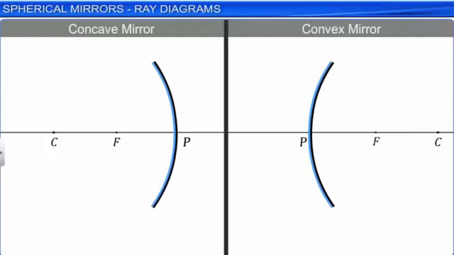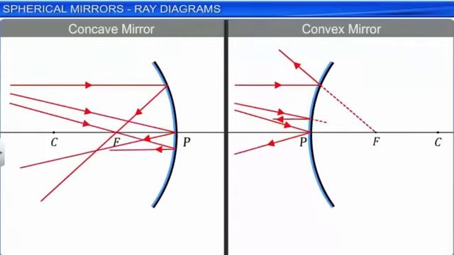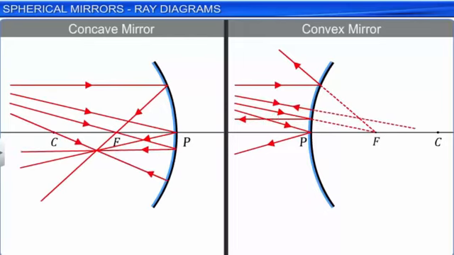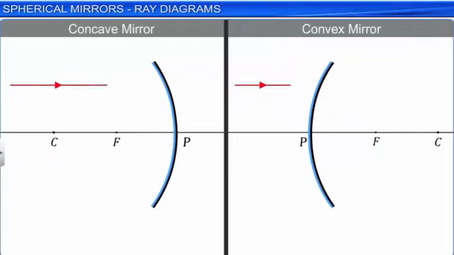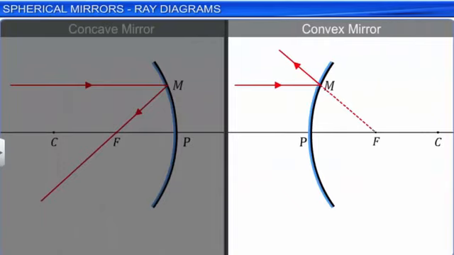The following 4 rays from the source are easy to trace and help locate the images formed by a spherical mirror. 1. If the incident ray is parallel to the principal axis, then, after reflection, it passes through the principal focus in the case of a concave mirror and appears to diverge from the principal focus in the case of a convex mirror.